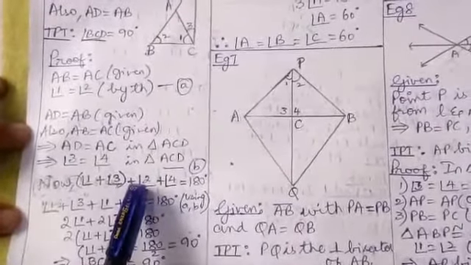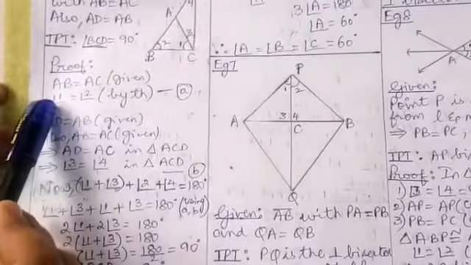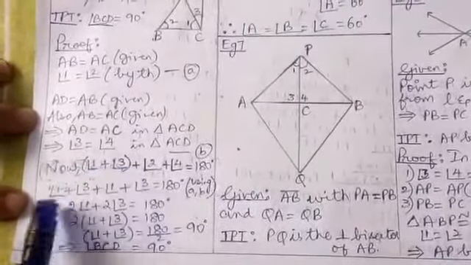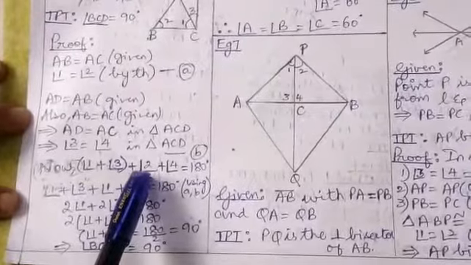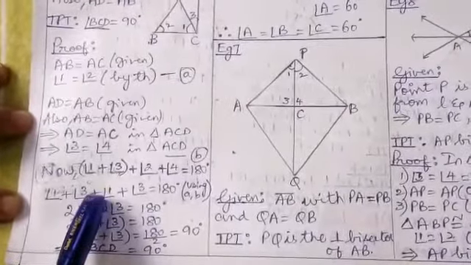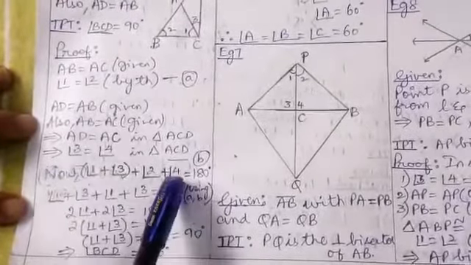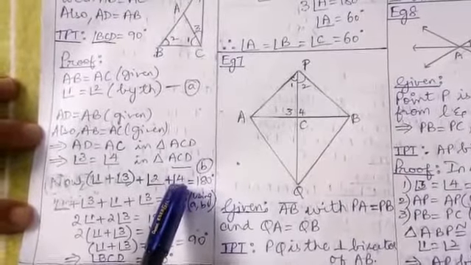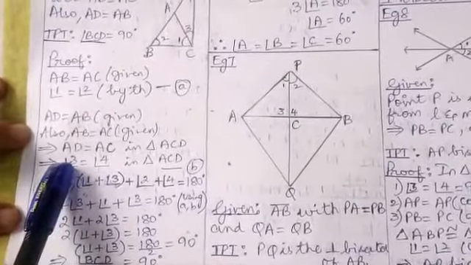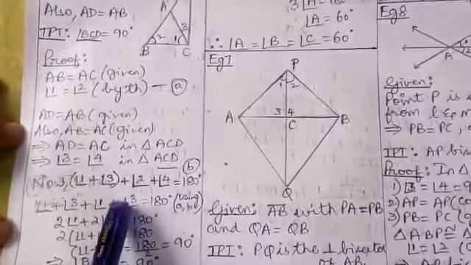Now we know that angle 2 equals angle 1. So in the next step, we write angle 1 plus angle 3 as it is. Instead of angle 2, say angle 1, because we know that angle 1 equals angle 2. And again, we don't want this angle 4. Instead, we want angle 3, and we know that angle 4 is equal to angle 3. So replace angle 4 with angle 3.